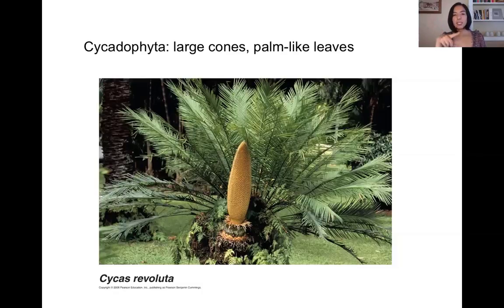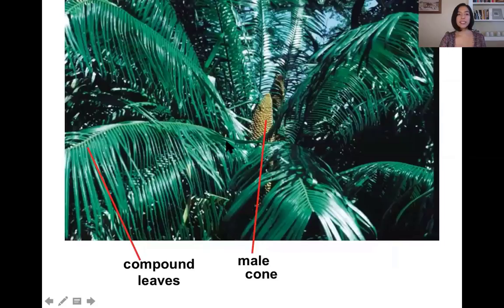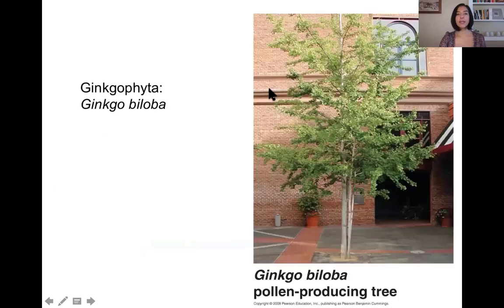It's very important that you notice that they look like palms, but they are not palms. Palms are actually angiosperms. So that's what we call convergent evolution. The leaves look a lot similar, but they are very, very different. And if you dissect them and look closely, you will find differences. So yes, this is one example of Cycadophyta. Now we have these compound leaves, and we are going to have the male cone right here.